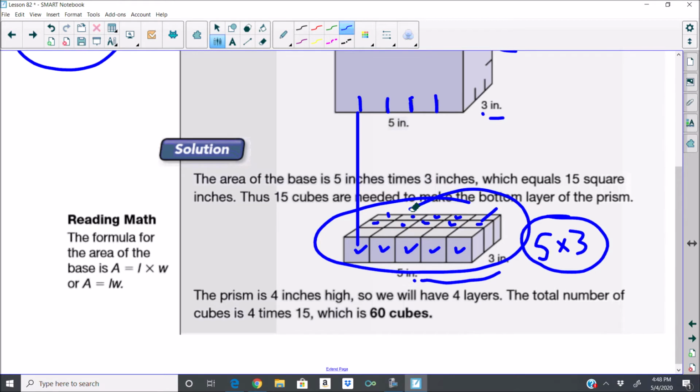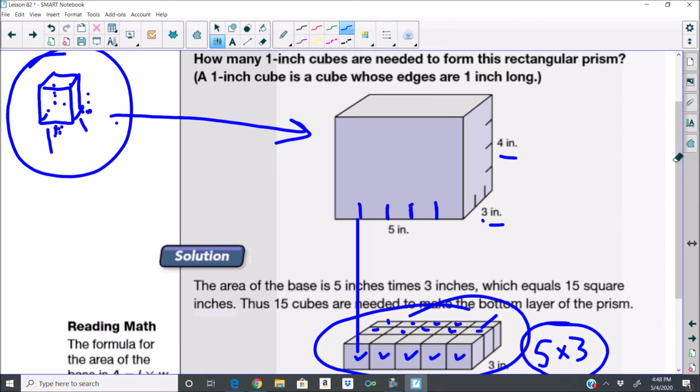So when we go back up to this image, there's 15 cubes here, there's 15 cubes here, there's 15 cubes here, and 15 cubes here, which basically we're talking about 15 times 4.